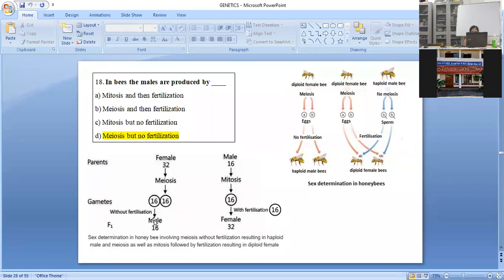Without fertilization, we get the progeny of male, which will have the 16 chromosomes only, haploid. But with fertilization, we have 16 from the female, 16 from the male. We'll have a female with again diploid set of chromosomes. So our question would be meiosis.